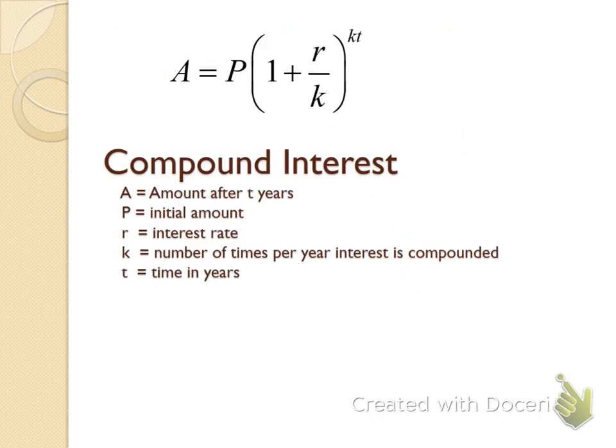Last thing we're going to do today, compound interest. So let's look at this. I'm going to take some money and invest it. It's going to be compounded however many times. So k is the number of times per year interest is compounded. And then we have k raised to the t power. A lot of people are confused about what compound interest is.